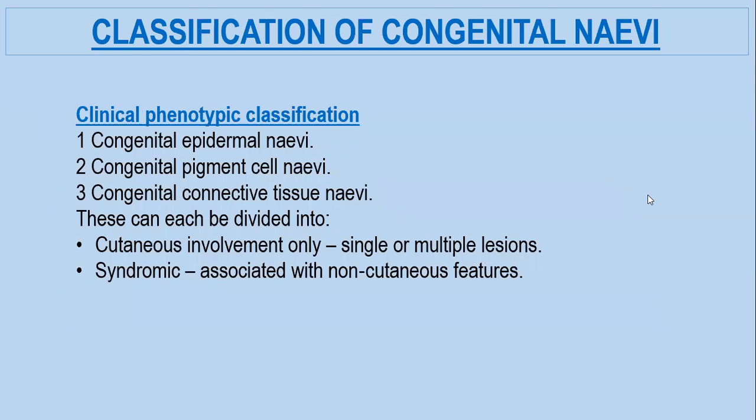So, classification of congenital nevi. On the basis of clinical phenotype, the congenital nevi may be classified as the congenital epidermal nevi, congenital pigment cell nevi, and the congenital connective tissue nevi. So, there are three types of congenital nevi on the phenotypic appearances. The nevi which are originating from the epidermal elements, from the pigment cell elements, and from the connective tissue.